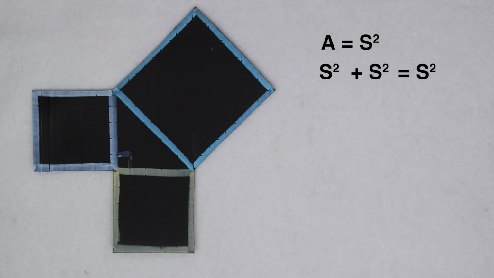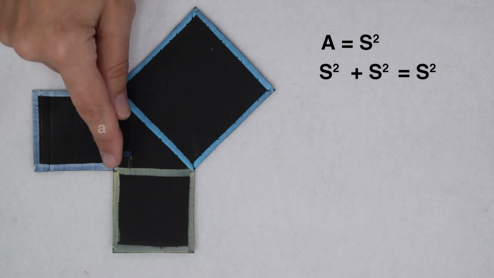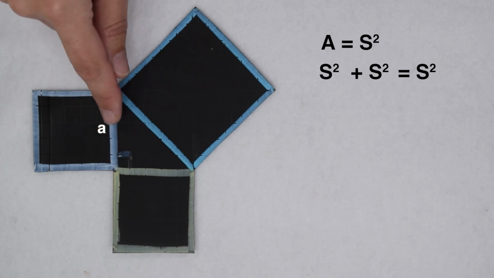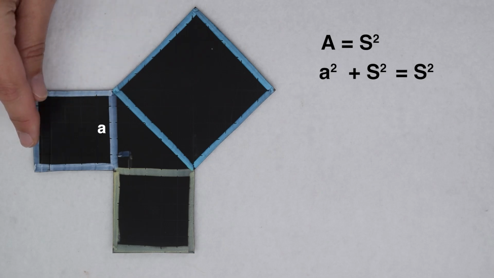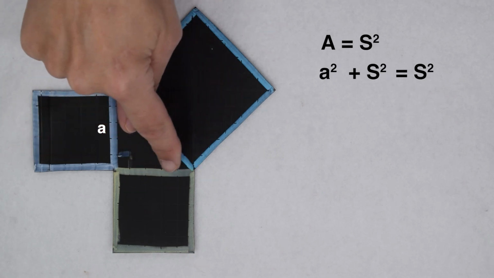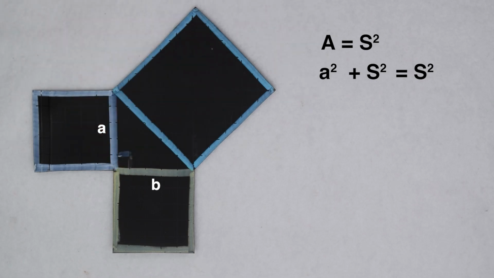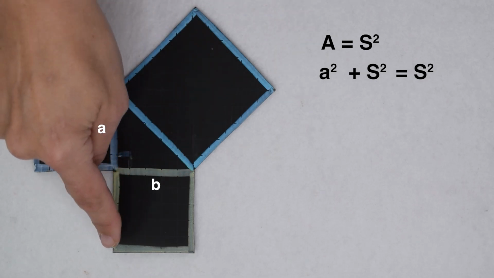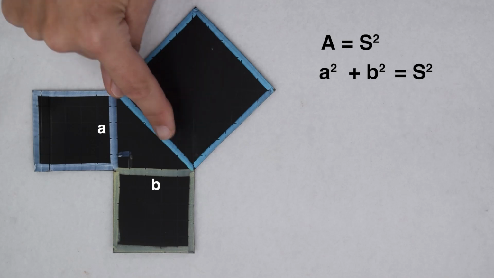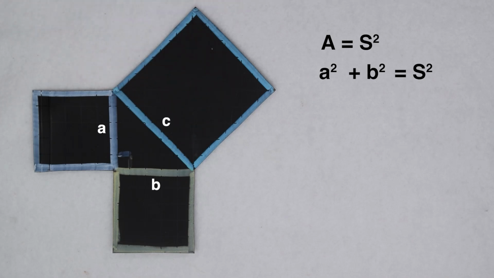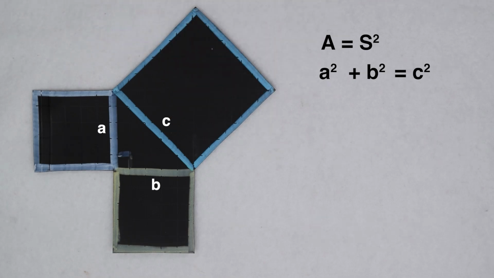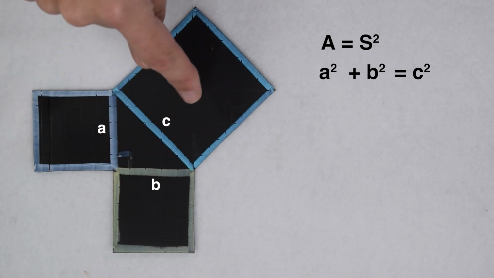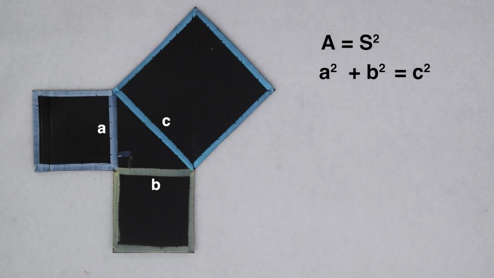Well, that's kind of repetitive, so let's start assigning some values. On our leg, we're going to represent this edge as A. So that means the area of this square would be A times A, or A squared. Off of this leg, we're going to call this B. So that means the area of this square would be B times B, or B squared. We're going to call our hypotenuse edge C. So that means the area of the square off the hypotenuse would be C squared. So if we substitute that into our equation, we would have A squared plus B squared equals C squared, which brings us to the Pythagorean theorem.